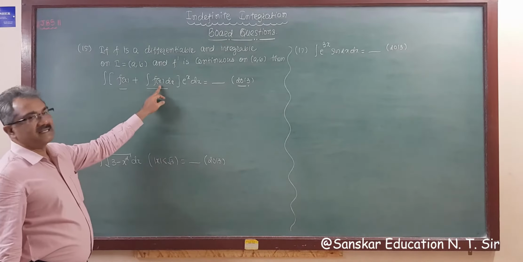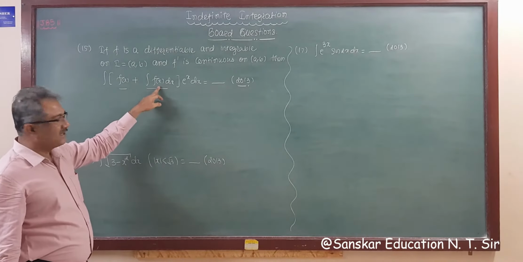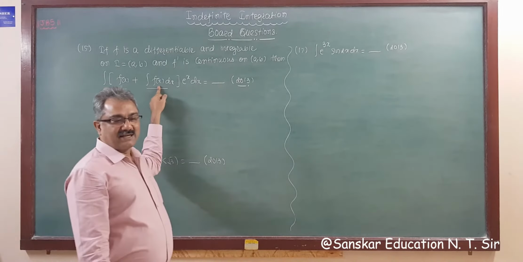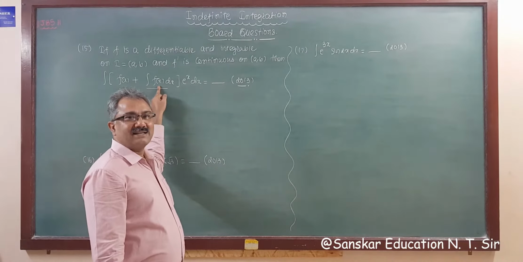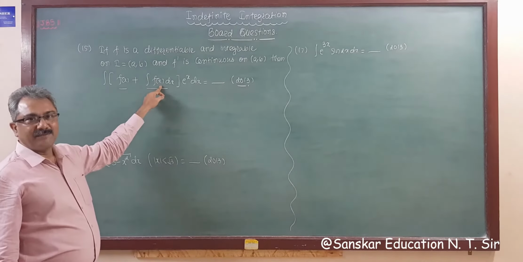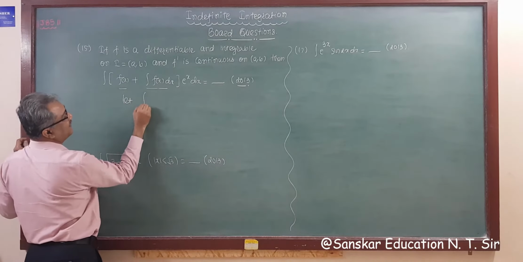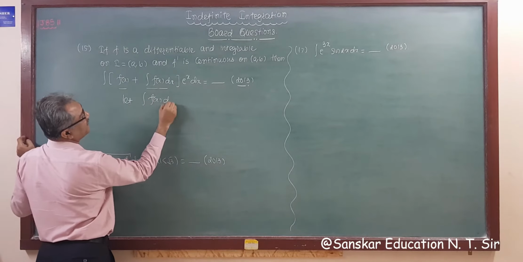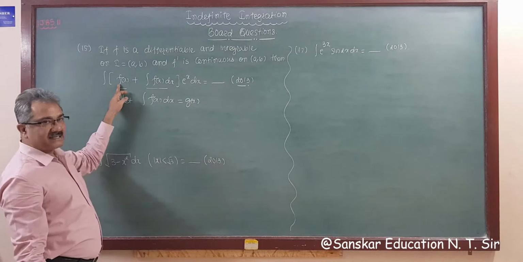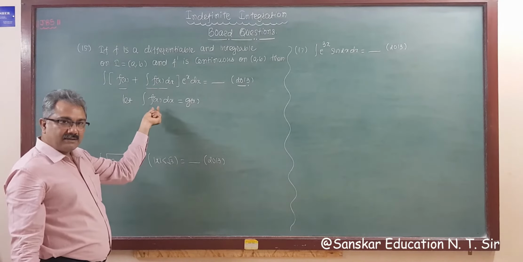Now the derivative of this is f(x). So if we take this, then your answer will be e^x ∫f(x)dx, because this is f(x), then this is f'(x). Suppose, let us see what happened. Let ∫f(x)dx be equal to g(x), and we need f(x), which means we have to differentiate this function.